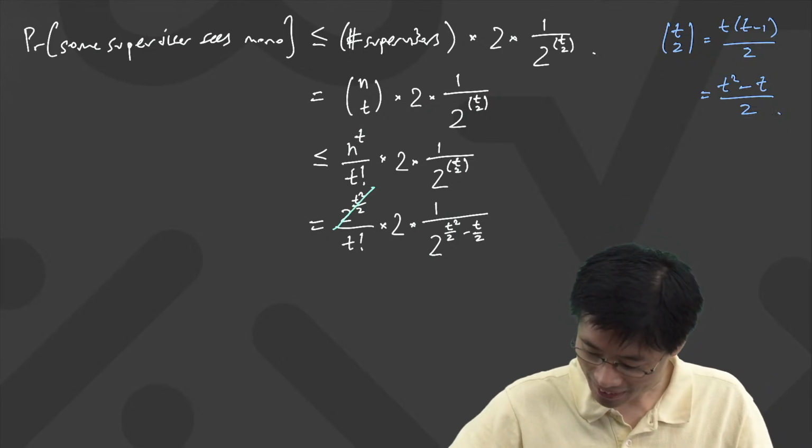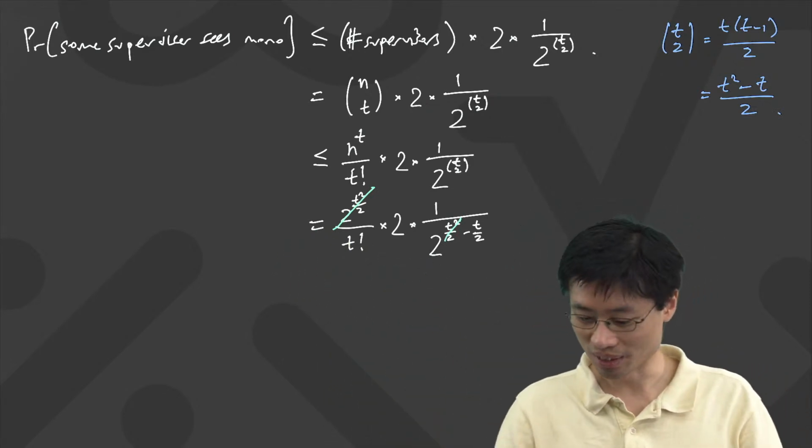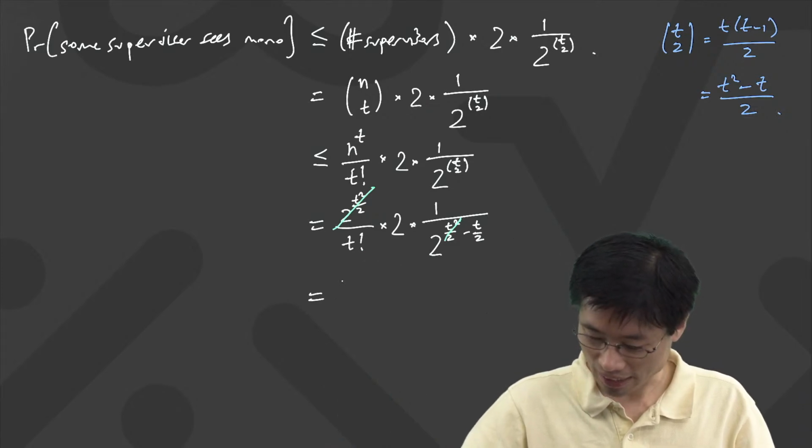Bam! That's gone. 2 to the power t squared over 2. There's a t squared over 2. Let's clean it up. What is this? This is equal to, there's a 2 in front. The 2 to the minus t over 2 goes up top. 2 to the t over 2, not a z, it's a t, over t factorial.